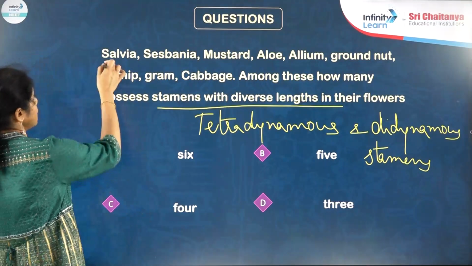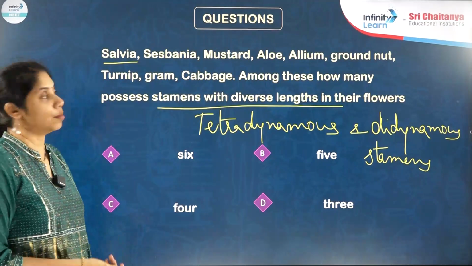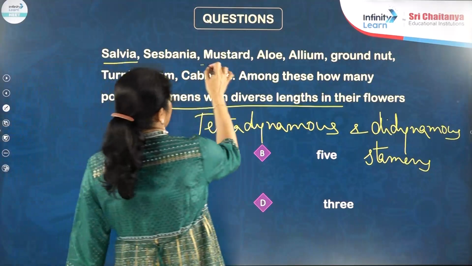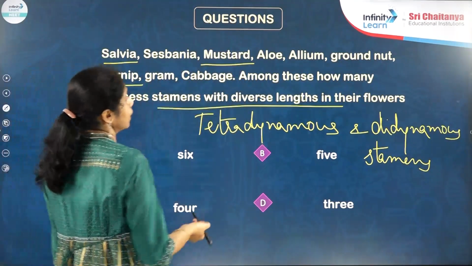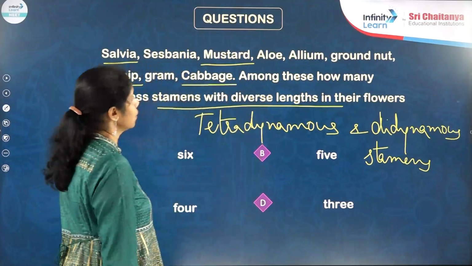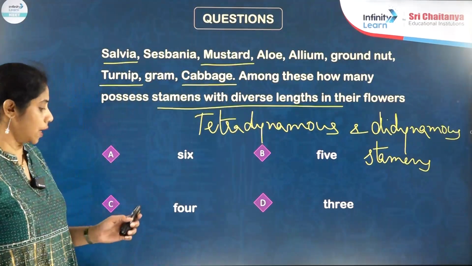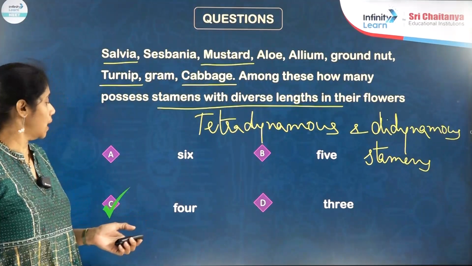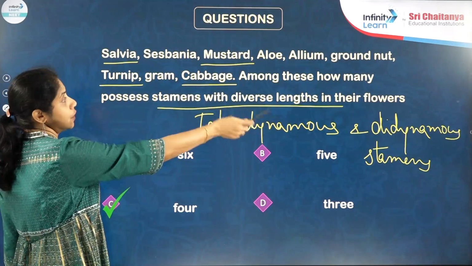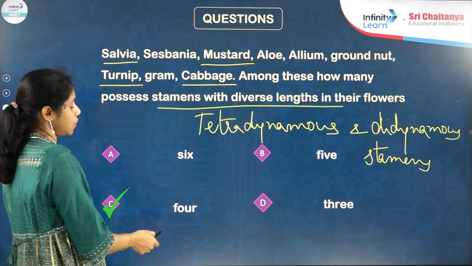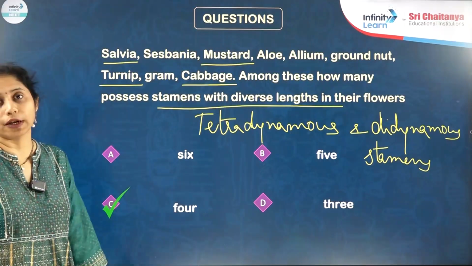You can see that Ocimum and Salvia will be showing the didynamous conditions. Then the mustard family Brassicaceae will be showing that, turnip, then cabbage. These ones will be showing the conditions. So for this, the answer will be 4. Salvia shows the didynamous condition, and mustard, turnip and cabbage show the tetradynamous condition.